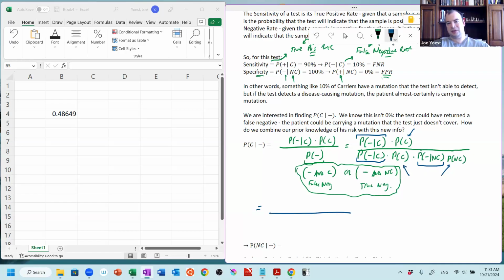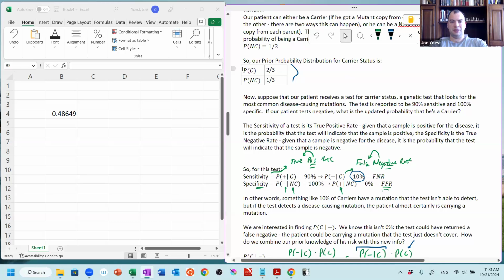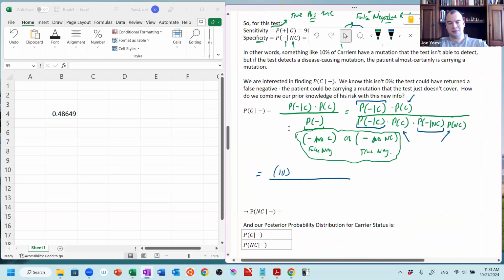Okay, so let's figure out what this is. Probability of negative given carrier. That is our 10% up here. Like before, I won't write these percents. The percents will just divide out. Times my prior probability of being a carrier. Before the test was run, my probability of being a carrier was 2/3.